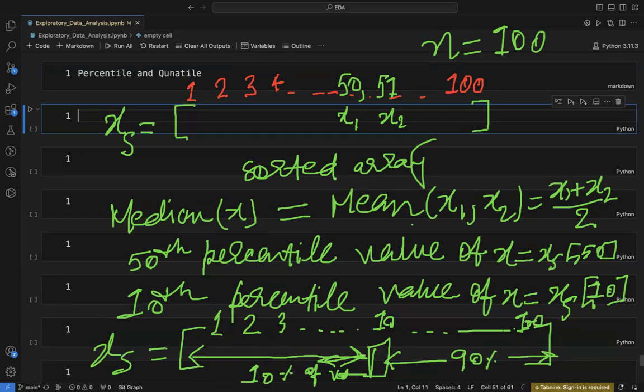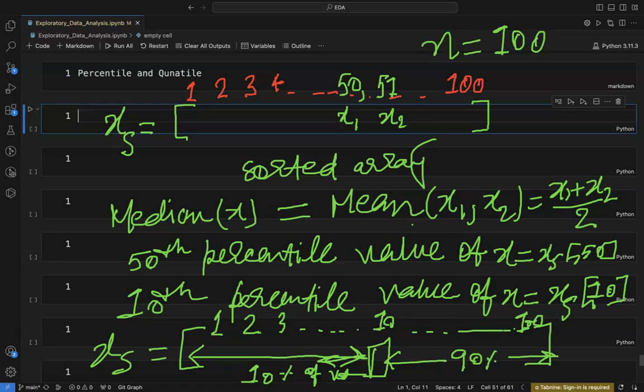So if my list is like this, the 10th percentile means 10% of the values are less than this, and 90% of my values are greater than this. That's what the percentile value is telling you: what percentage of points are less than this value and what percentage are greater than this value, right?